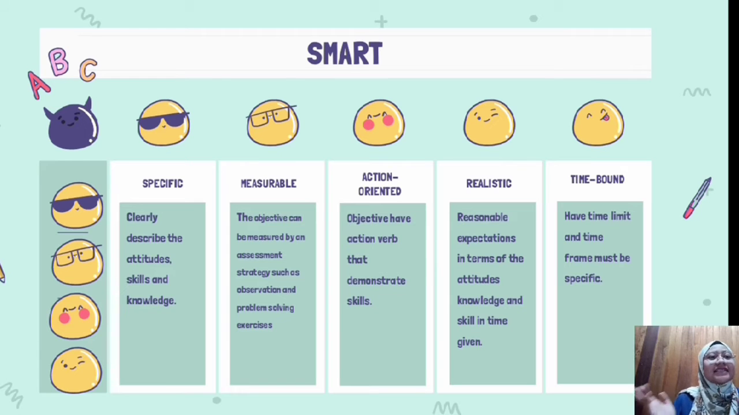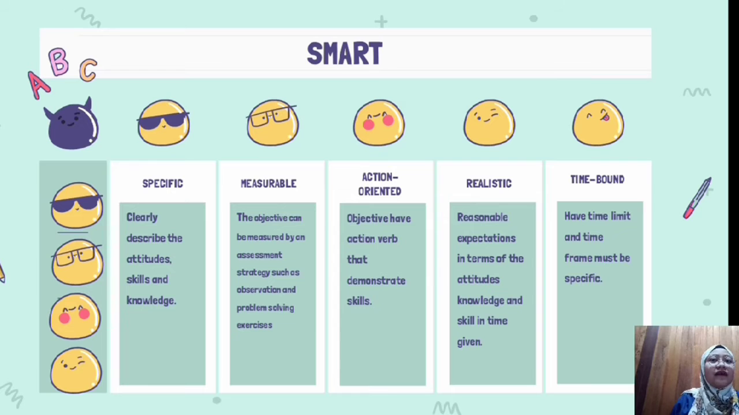And next is action-oriented. The objective has an action verb that demonstrates skill, such as explain, describe, and so on. Next, realistic. Realistic means reasonable expectations in terms of the attitudes, knowledge, and skill in the time given. So the learning objective should be realistic. If not, how can we get the learning objective right? And last but not least, time-bound. Time-bound has a time limit and the time frame must be specific.